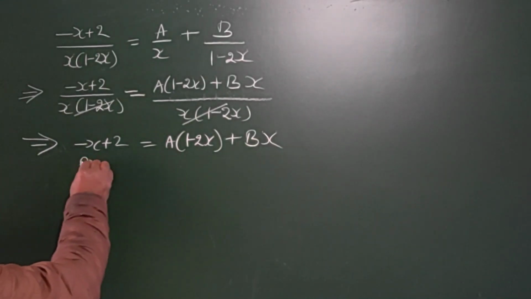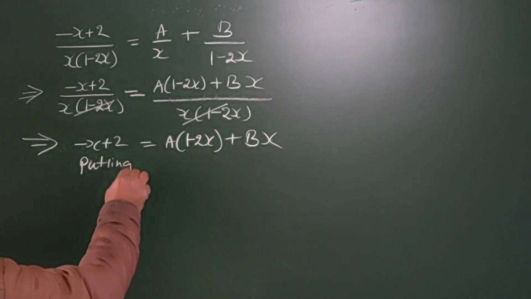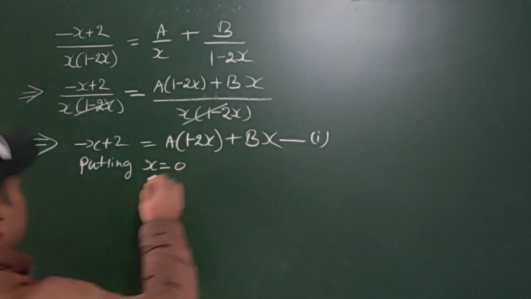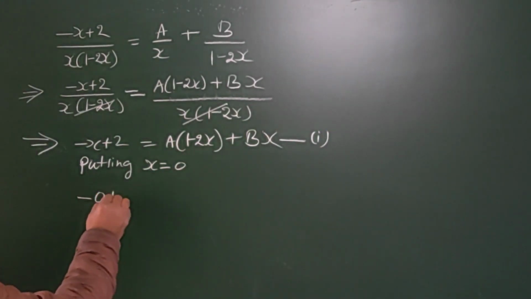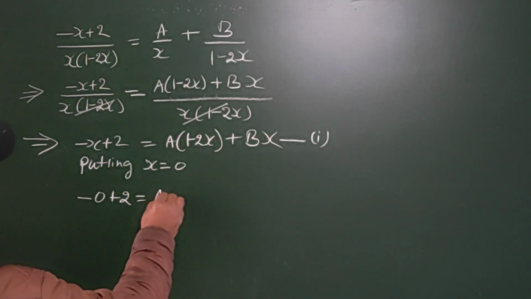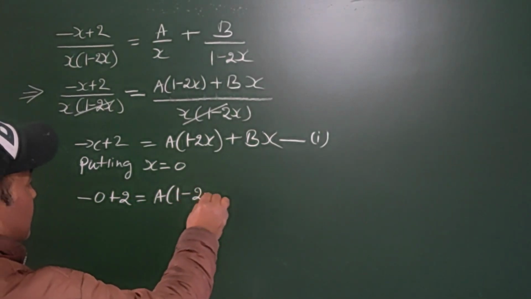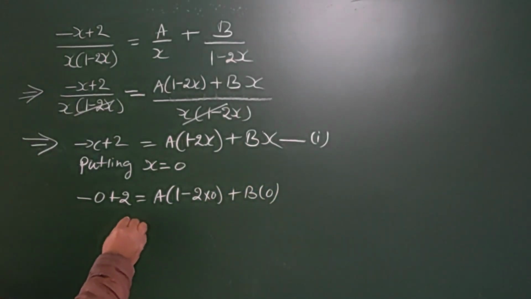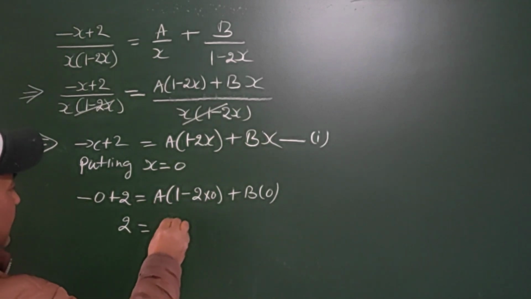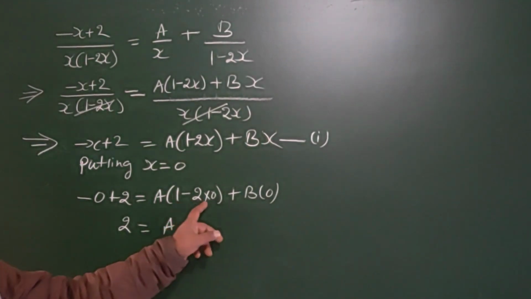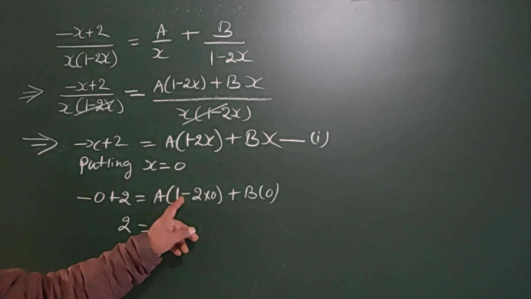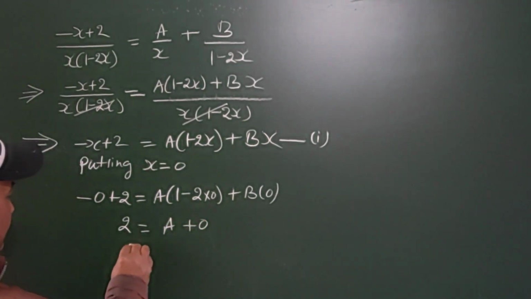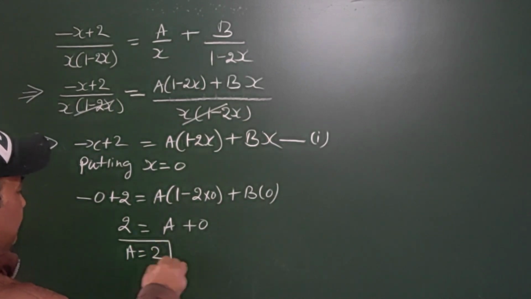Putting x equal to 0 in this equation number 1, we get minus 0 plus 2 is equal to A into (1 minus 2 into 0) plus B into 0. It becomes 2 is equal to A into (1 minus 0), that is A, plus 0. Therefore, the value of A is 2.